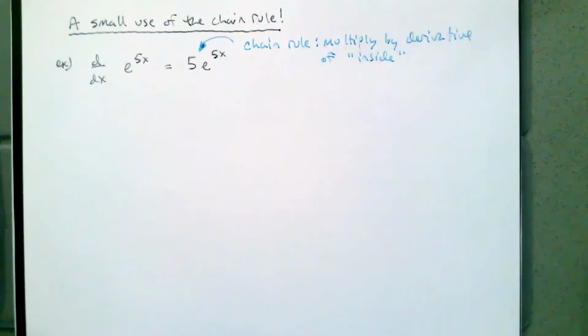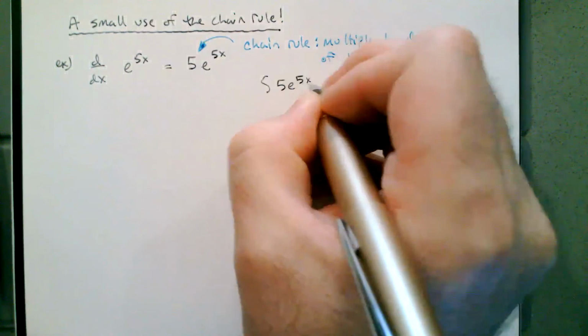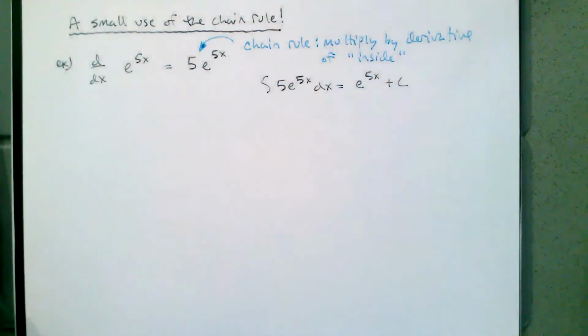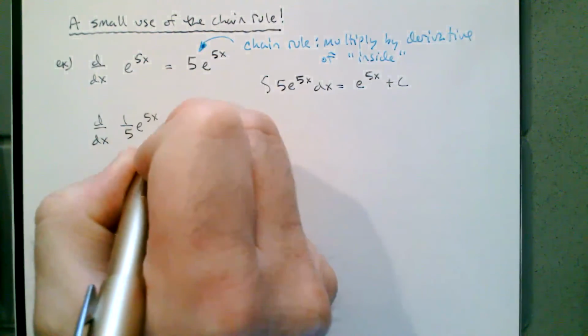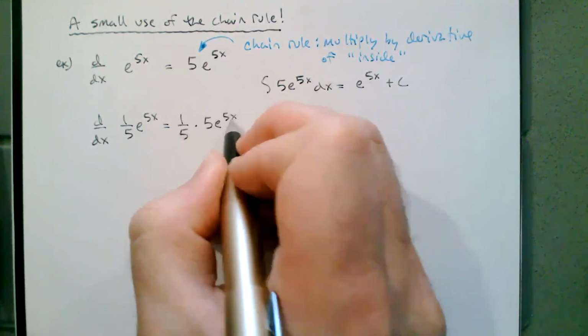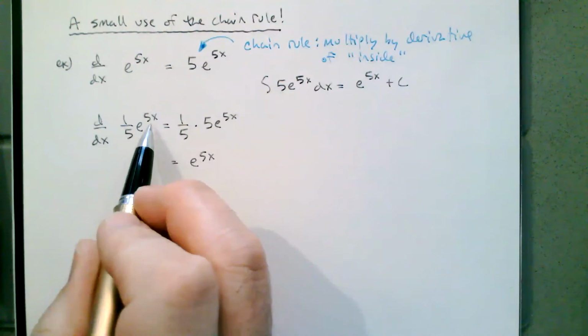So if we translate this directly into an antiderivative statement, I could write the integral of 5e to the 5x dx is just e to the 5x plus some constant. But since we just keep our constant multiples, if I wanted the derivative of, let's say, 1/5 e to the 5x, I just keep the constant multiple of 1/5 and multiply by the derivative of e to the 5x, which is 5e to the 5x. So we just get e to the 5x. So we see that the derivative of 1/5 e to the 5x is e to the 5x.